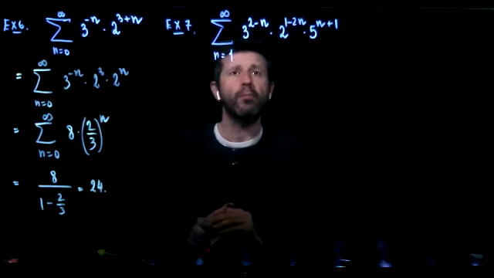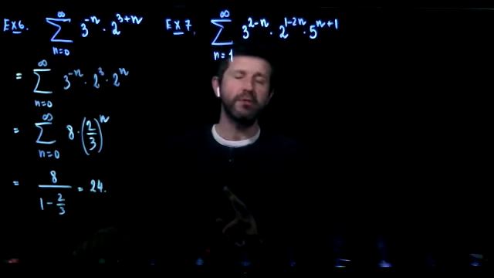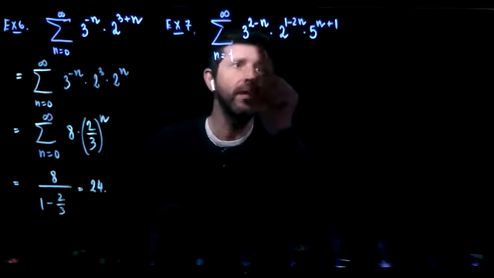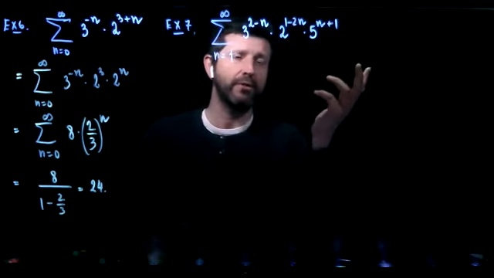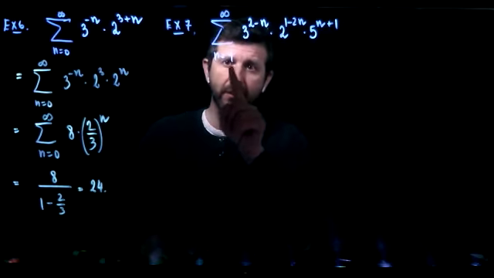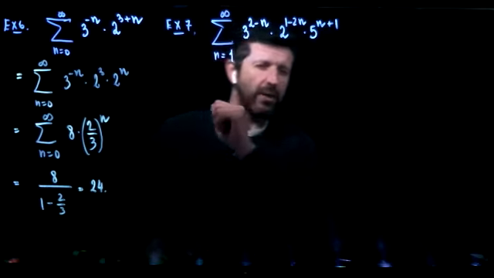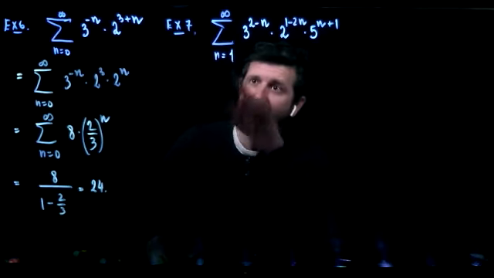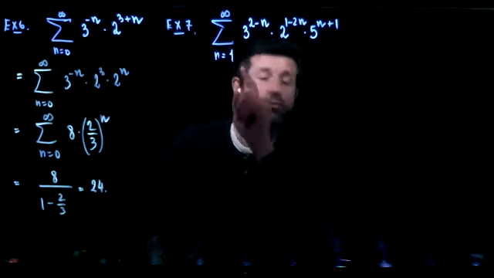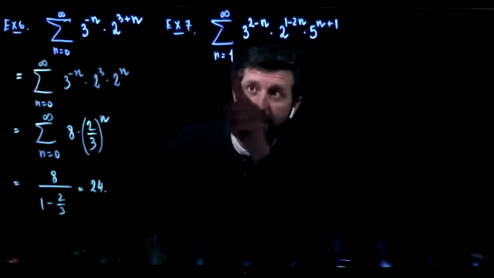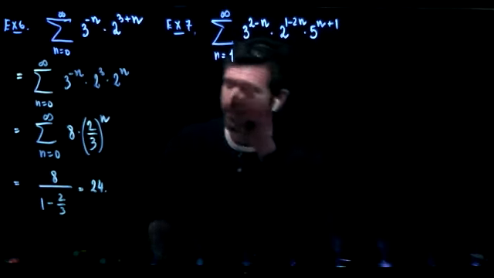So this is a little more complicated for 2 reasons. First of all, I don't have the form that I know, a r power n. And second, it doesn't start at 0 anymore. My formula, my identity, works when n starts at 0. So the first thing I should do is make it start at 0. And how do I do that?